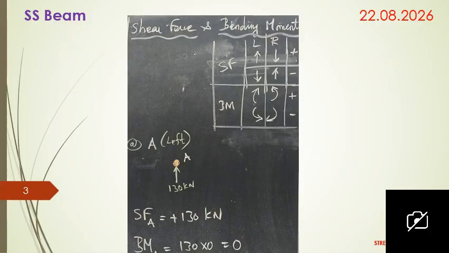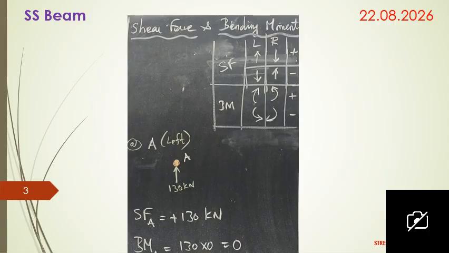Shear force means the algebraic sum of all the vertical forces either left or right side of the section. Where we want to find the shear force, we can consider the left portion or the right portion. We add all the vertical forces on either side of the section, and that gives the shear force at that particular point. Similarly, bending moment is the algebraic sum of moments of all the forces either left or right side of the section. For understanding, we are drawing the left portion of the beam for each point.